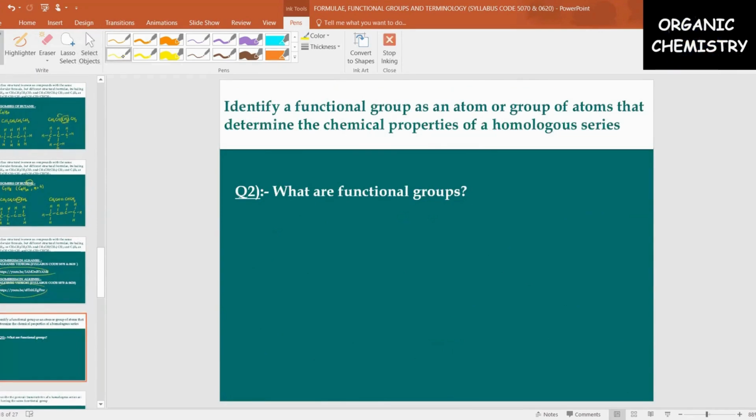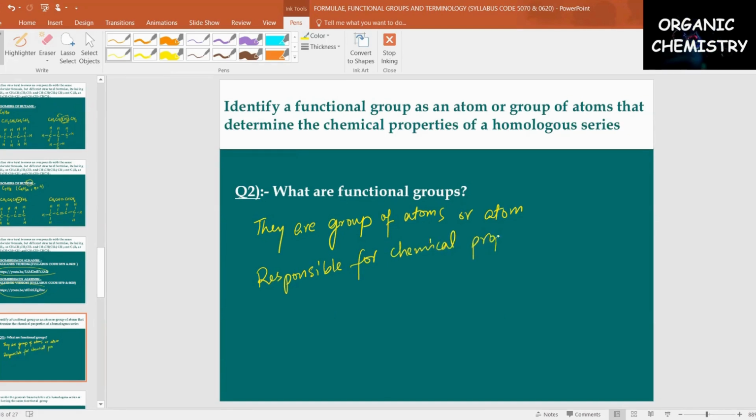What are functional groups? Now, they are a group of atoms or atom that are responsible for the chemical characteristic properties of any homologous series. Responsible for chemical properties of a homologous series.